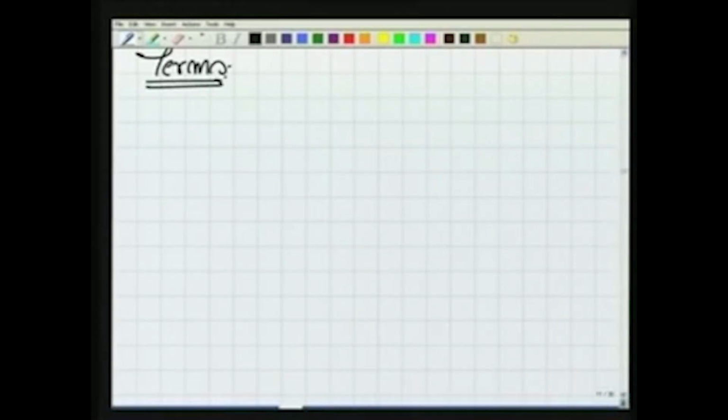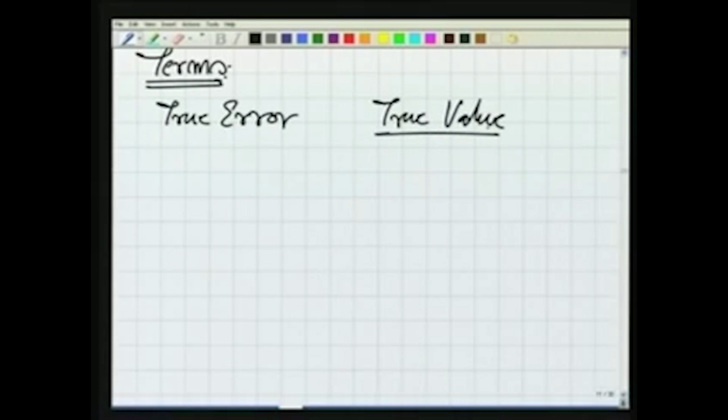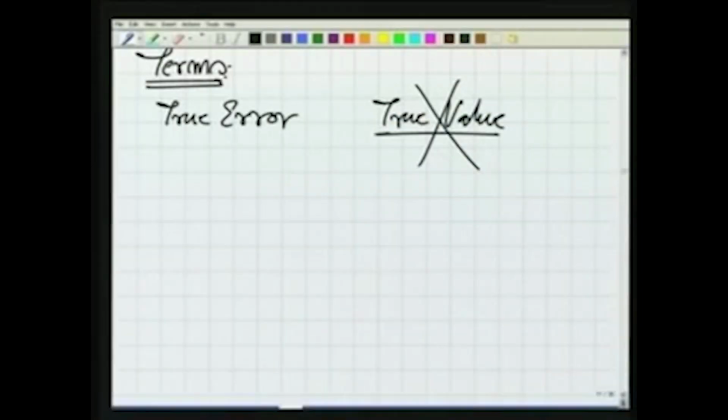Well, the very first term that we would like to see is true error. We have already seen the term true value. We cannot measure the true value. There are limitations, so many errors coming into the observation. So, we cannot measure the true value. Well, so do we know the true error then? If I know the true value, then only I will know the true error.